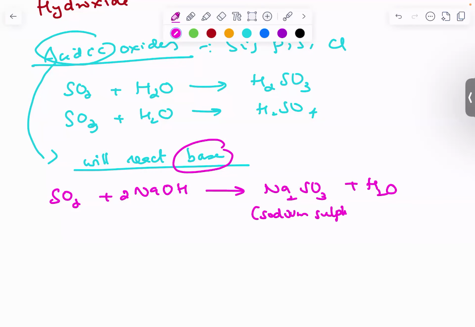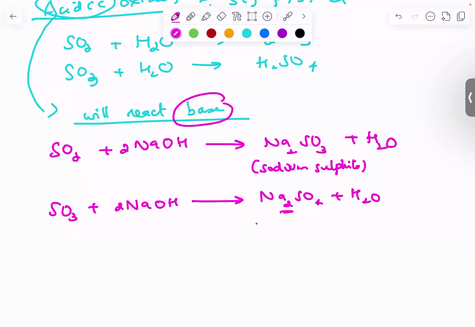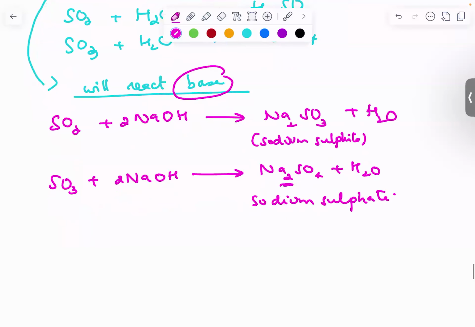Sodium sulfide. Now, if you react sulfur trioxide with NaOH, it is going to form Na2SO4 plus H2O. And this is 2 then, because this is 2. So this is sodium sulfate. Okay, all right. So this is for this.